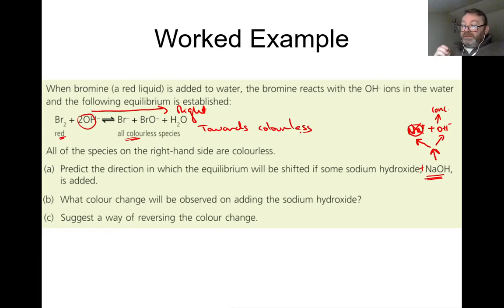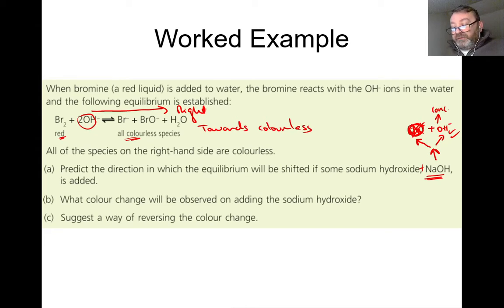Okay, so predict which direction. The answer is towards the right hand side. And then it says in part B what we just predicted a moment ago. What colour change will be observed on adding the sodium hydroxide? Well, the sodium hydroxide dissociates into Na plus and OH minus. The Na plus is not part of my system, the OH minus is, which means I'm increasing the concentration of OH minus, meaning, again, as I said already, it'll push the equilibrium away from that because it'll try to decrease the OH, get it used up. It'll decrease the concentration of OH minus by moving to the right hand side, and therefore we'll notice that the red colour will become paler and paler and paler.